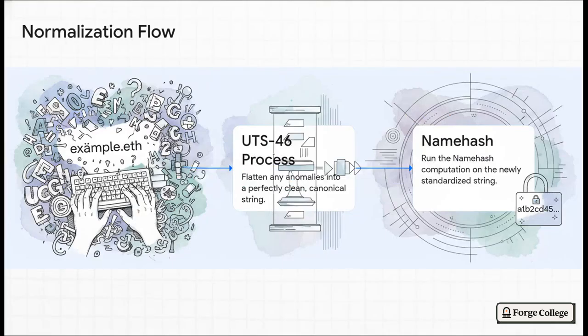Here's how that pipeline actually flows. First, you start with your raw input. This is the messy human part, like example.eth with an umlaut. Second, it gets shoved through UTS-46 canonicalization, flattening out any of those weird characters into a perfectly canonical string. And finally, we run a computation on that clean string. We go from chaotic human input right into a pristine, standardized format.